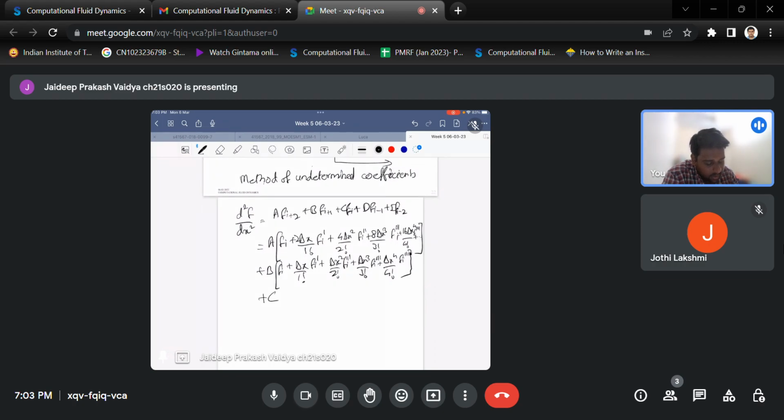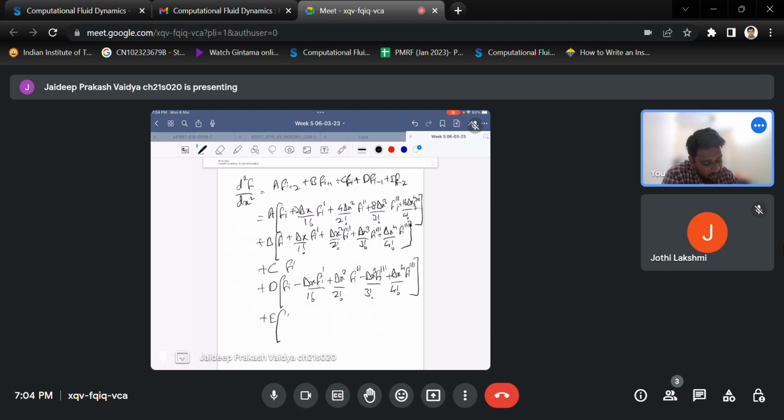I'll just write down what is there for c into f of I plus d into fi minus delta x fi dash by 1 factorial plus delta x square fi double dash by 2 factorial minus delta x cube fi triple dash by 3 factorial plus delta x raised to 4 by 4 factorial fi quadruple dash plus e times fi minus 2 delta x into fi dash by 1 factorial plus 4 delta x square fi double dash by 2 factorial minus 8 delta x cube fi triple dash by 3 factorial plus 16 delta x raised to 4 by 4 factorial fi quadruple dash.